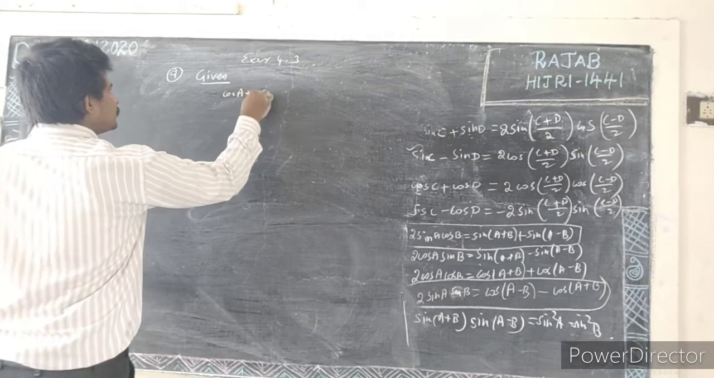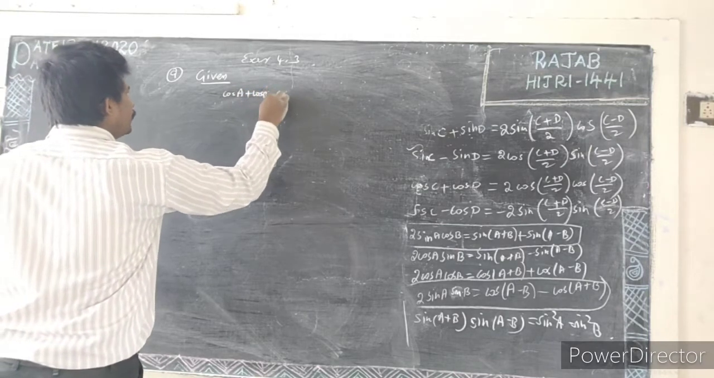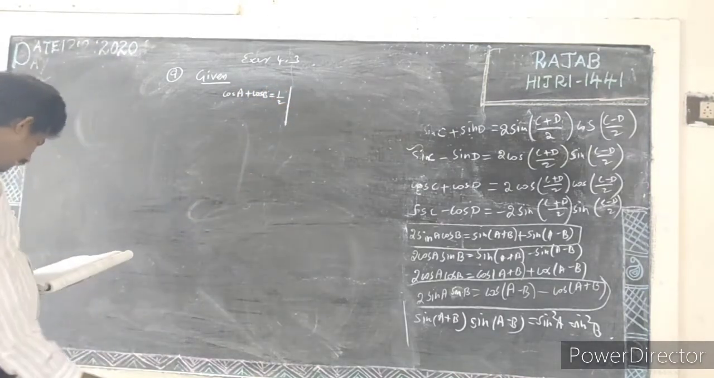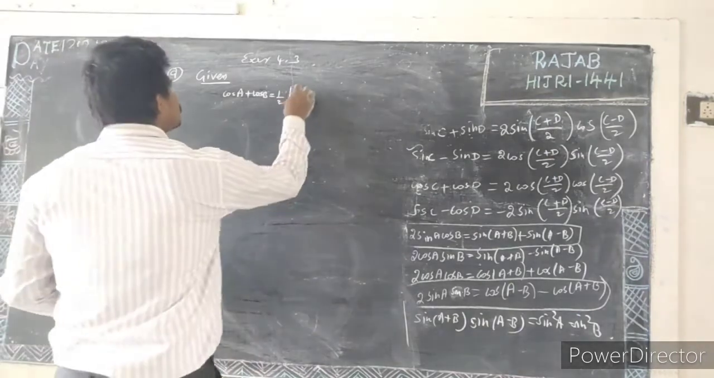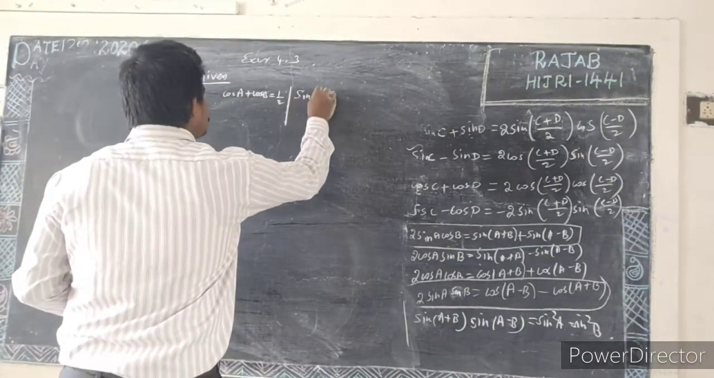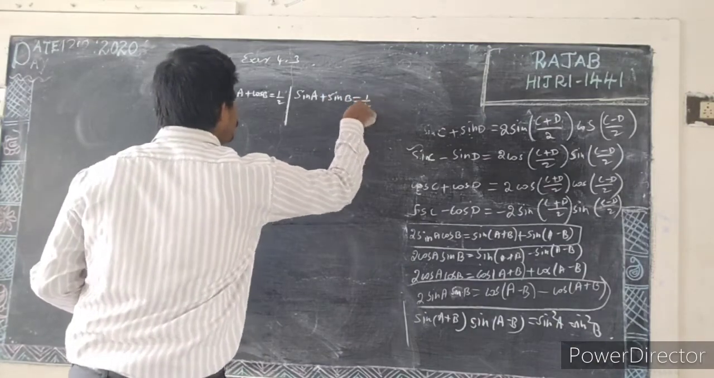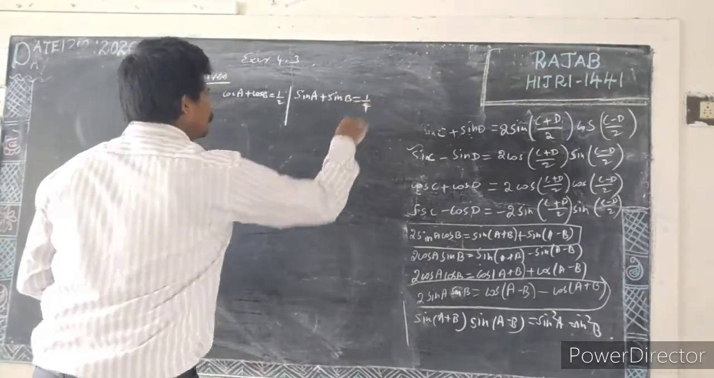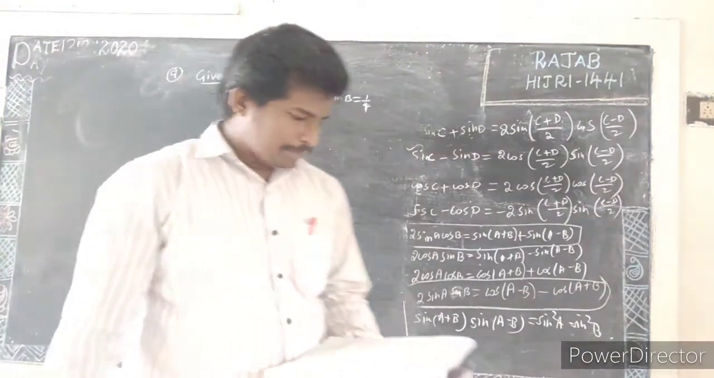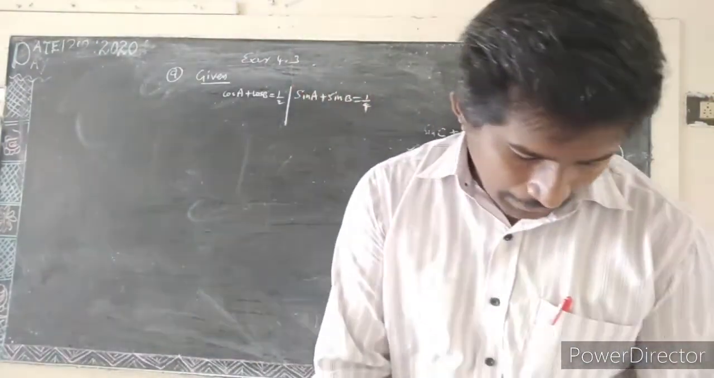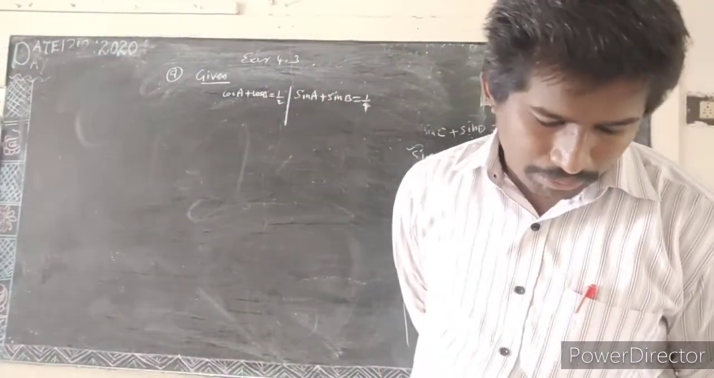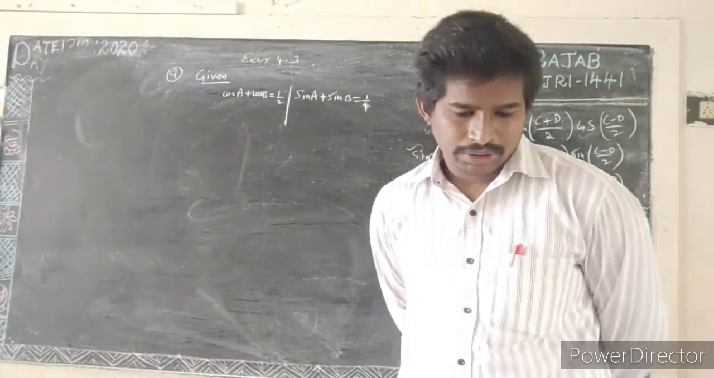Cos A plus cos B equal to 1 by 2. Then there is one more information. Sin A plus sin B equal to 1 by 4. What we have to prove? Prove that tan of (A plus B) divided by 2 equal to 1 by 2.